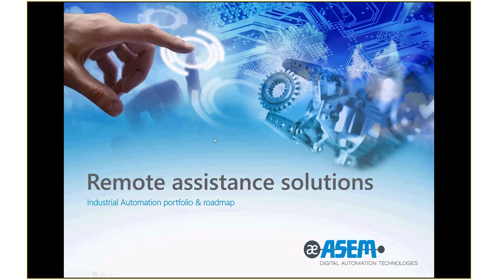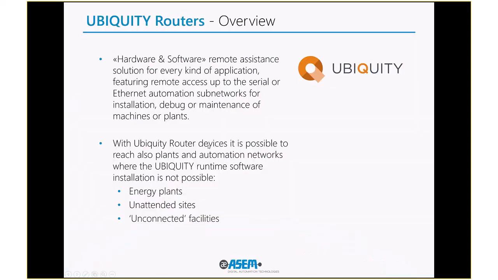Next slide, please. Originally Ubiquity was developed as a software solution, but today we can offer hardware and software as a solution. And when or why can you use it? Basically to do remote access and remote control of any automation installation equipment over the internet. And we offer the hardware also when it's not possible to install Ubiquity as a software, or when IT guys don't want to have this kind of software on their PCs.